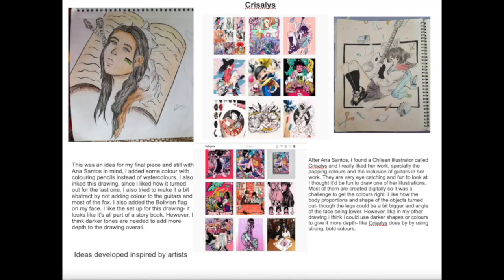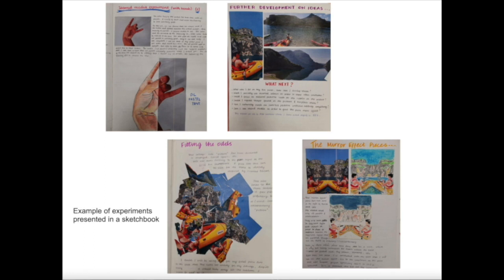The next couple of slides show how students can develop their ideas inspired by an artist, and the way they can present their analysis and research about artists' work. Again, another example here of some primary research, developments in the sketchbook with annotation around it.